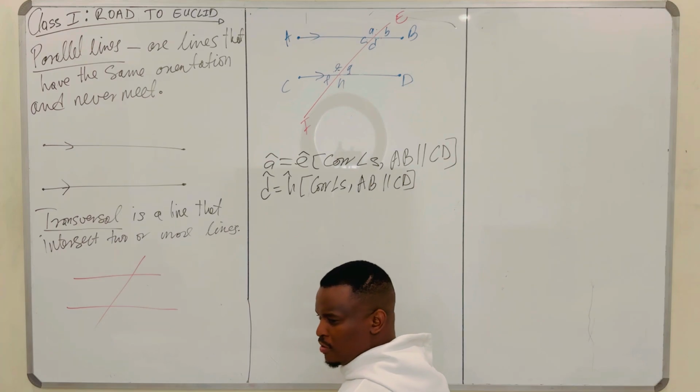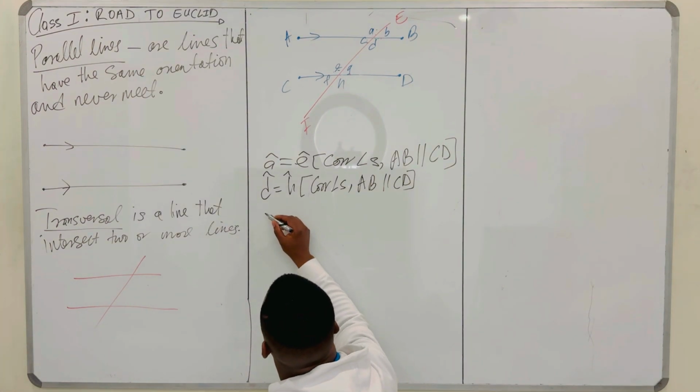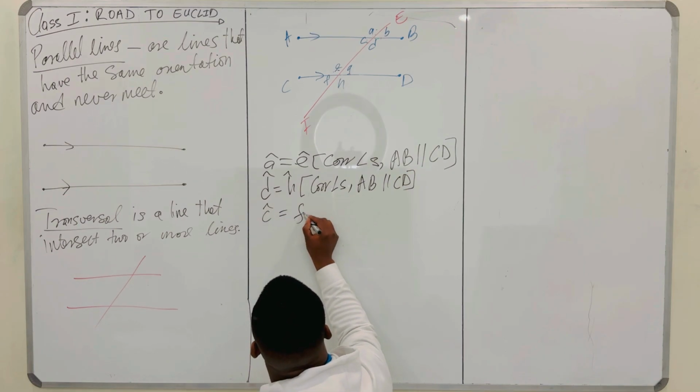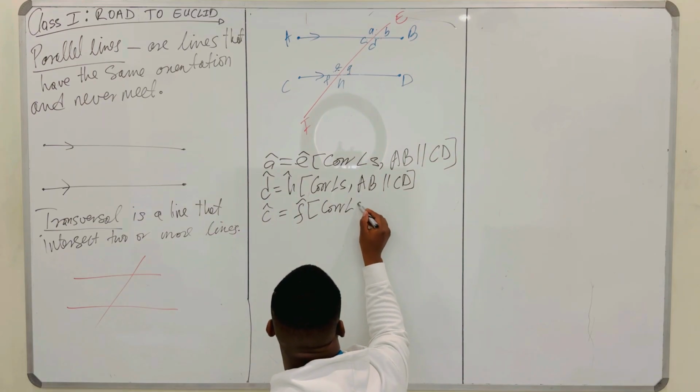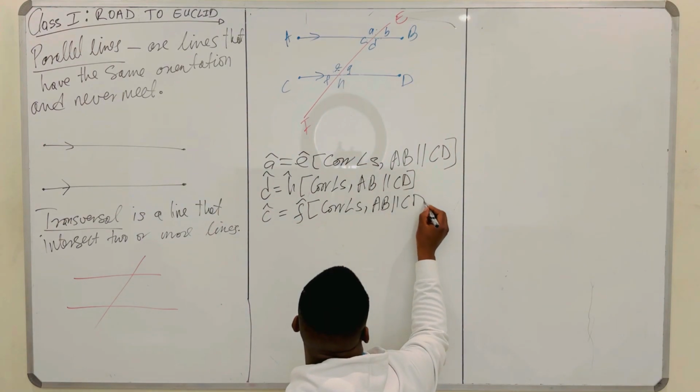What do you see more? Yes, angle C and angle F. Why? Corresponding angles. These are corresponding angles, right? Yes, on parallel lines because your AB is parallel to CD.